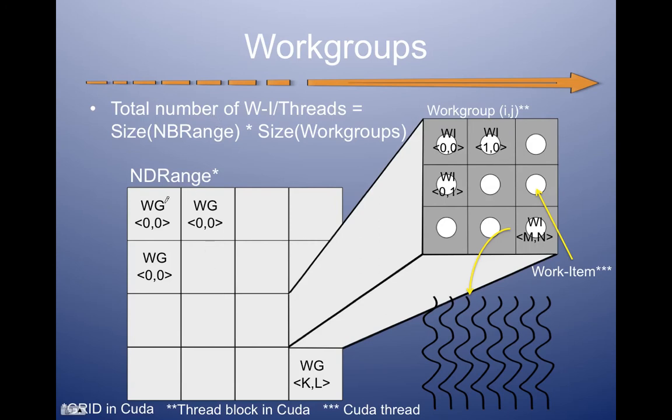So the work group is a 1, 2, or 3-dimension set of work items. Each work item has some coordinate, and you have a set of work groups defined by the ND range. And each work group itself also has its coordinate in the ND range. If you take CUDA, this is a grid. The work groups are thread blocks in CUDA, and the work items are CUDA threads.